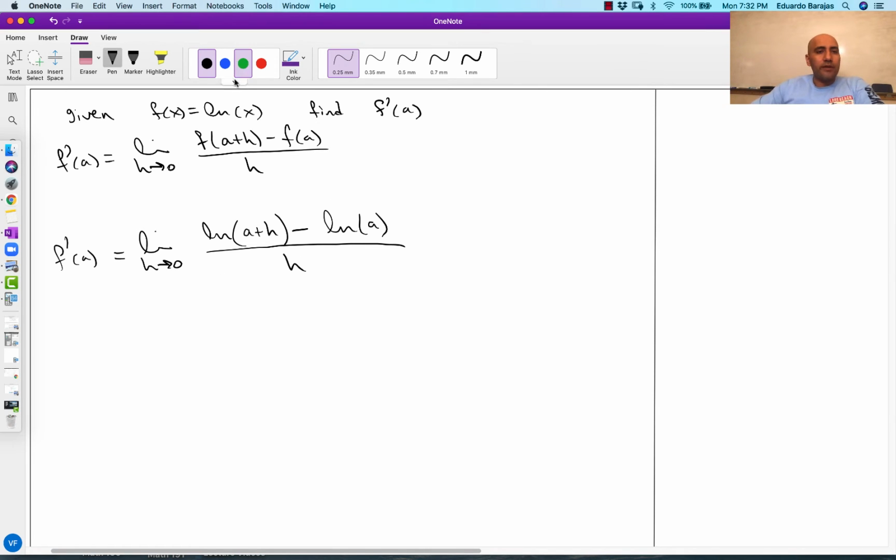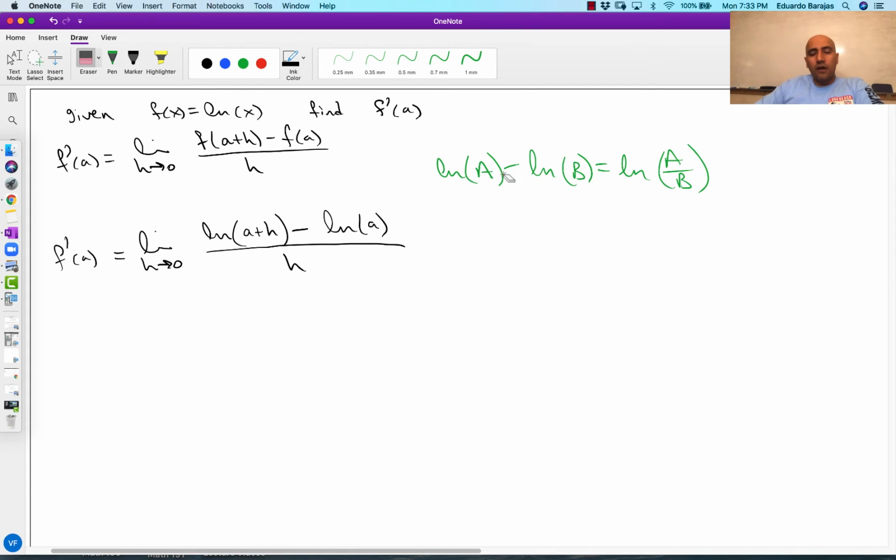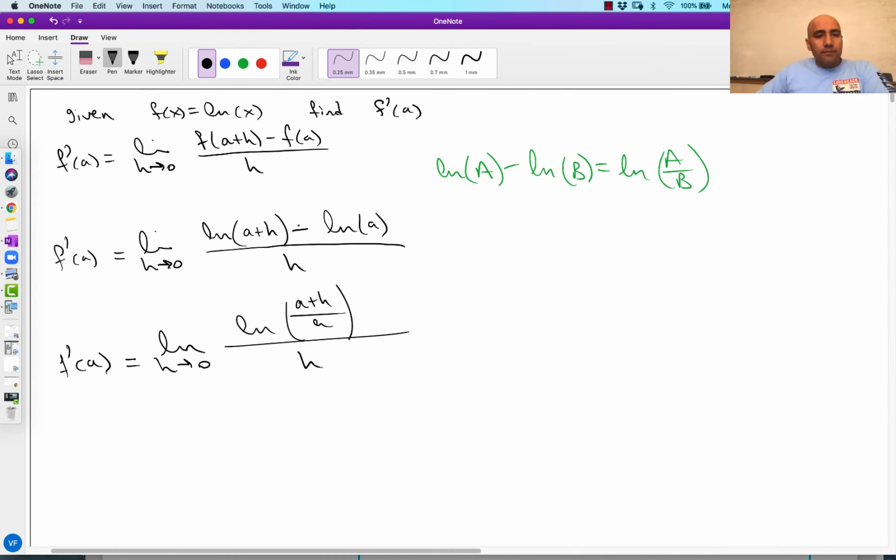And here we would like to use a property of logs. Let me remind you that one important property of logs is that ln of a minus ln of b equals ln of a divided by b. So a difference of two log functions with the same base, ln of a minus ln of b, equals ln of a divided by b, in this order. We want to take advantage of that property to rewrite this as one big happy ln function. So the limit as h goes to 0 of ln of a plus h divided by a, all over h. Okay, so we get to bring these two separate ln functions together under one big happy ln function.